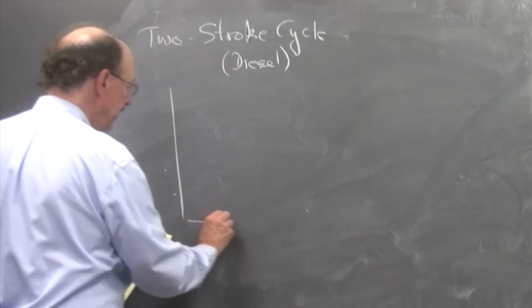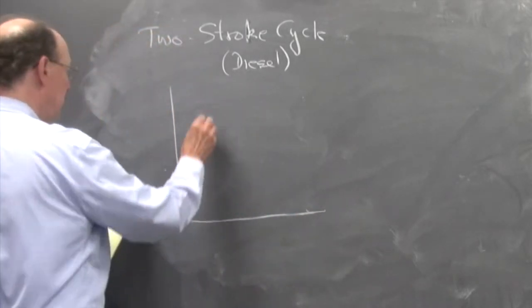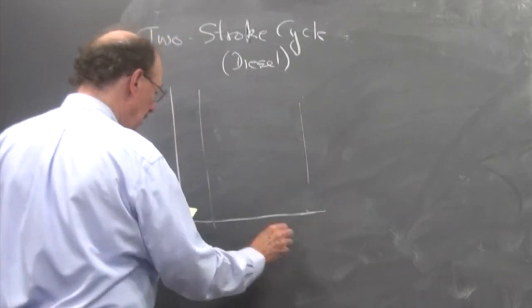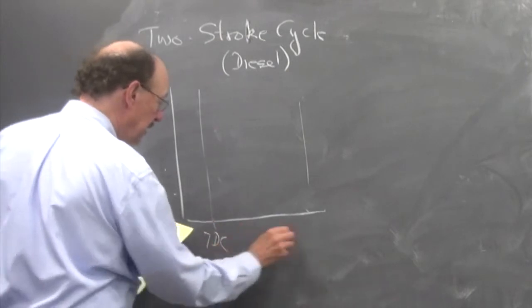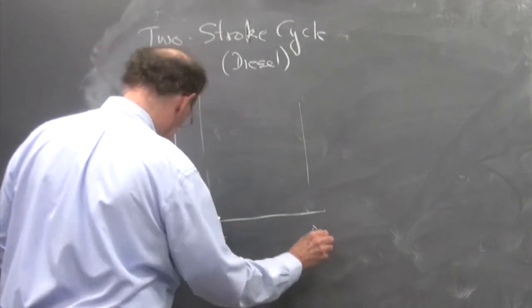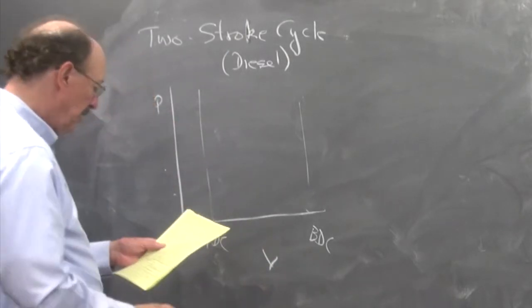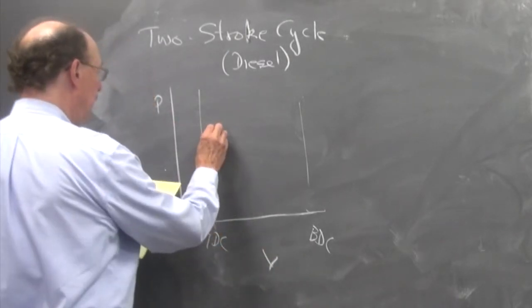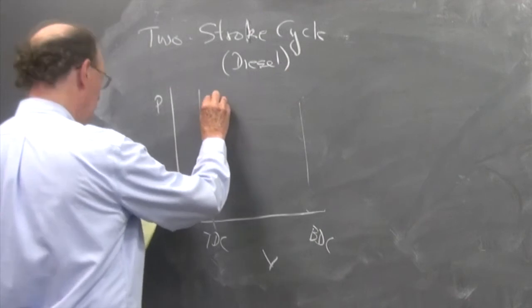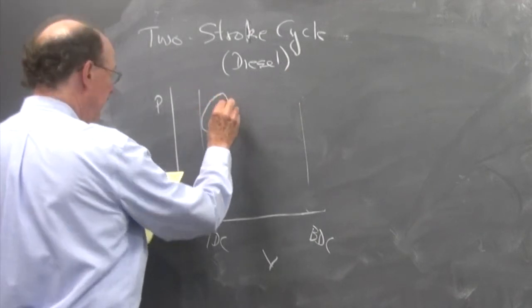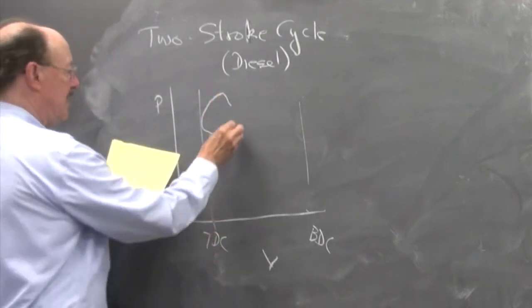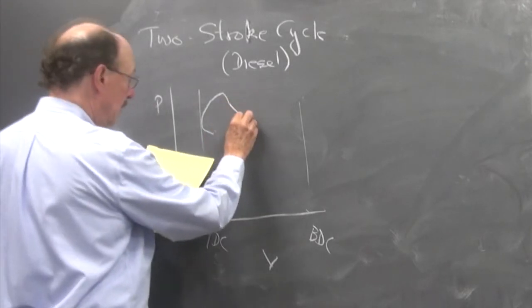If I look at a PV diagram and how this works, I'm going to have my top dead center, bottom dead center, and PV. If I start here, I have the ignition. Well, let me draw this and then I'll talk about it.